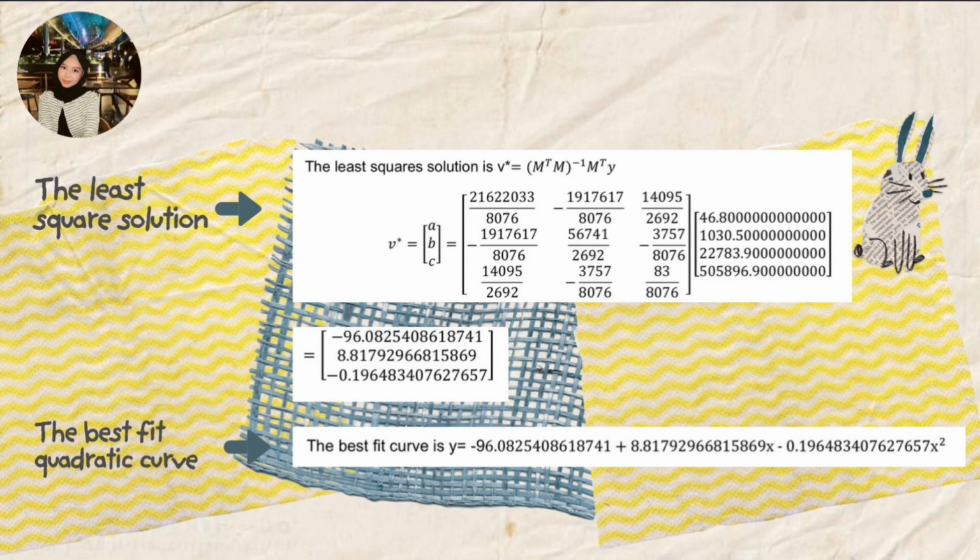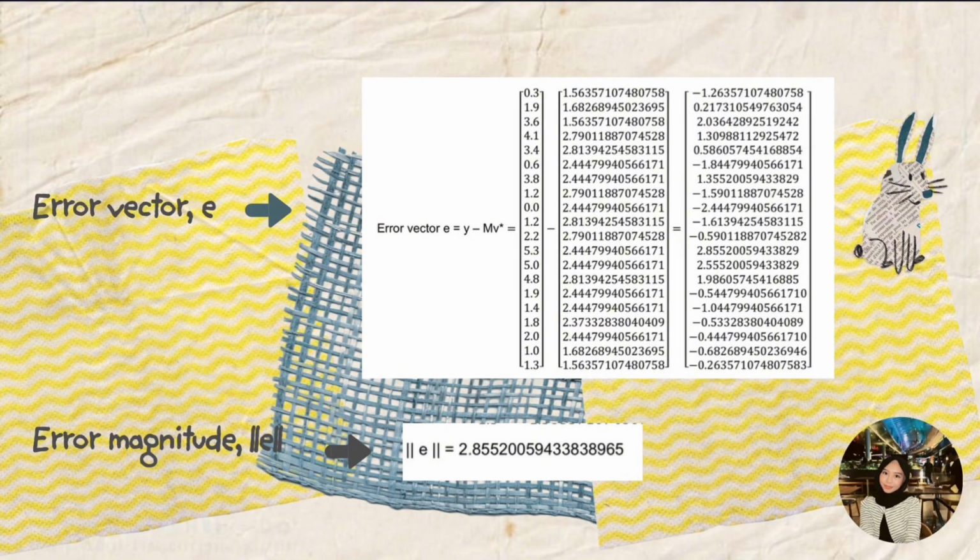And then we will substitute these coefficients into the quadratic model that will give us the best fit quadratic curve as shown. So this equation will represent the quadratic function that best fits the given data according to the least square criterion. After we obtain the quadratic model, we will evaluate how well it fits the data.